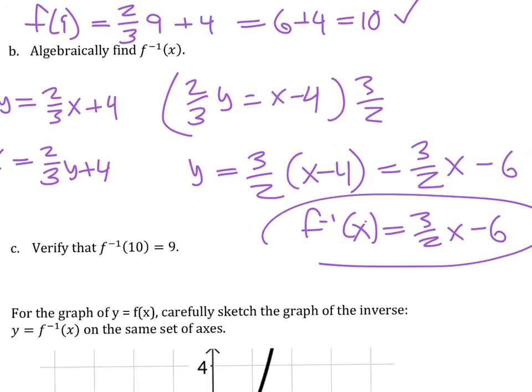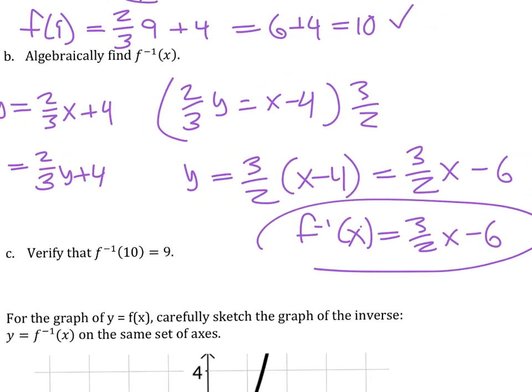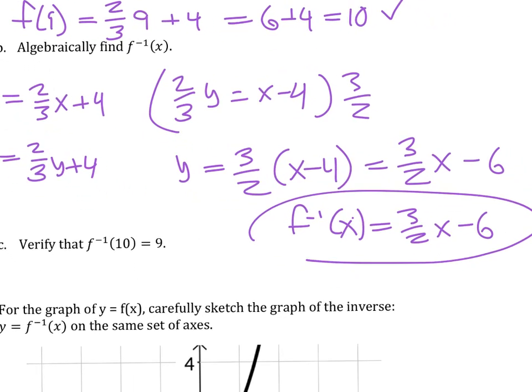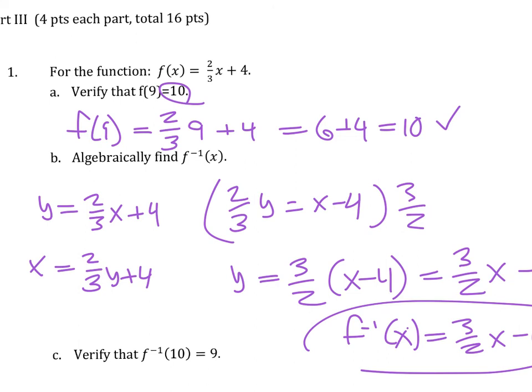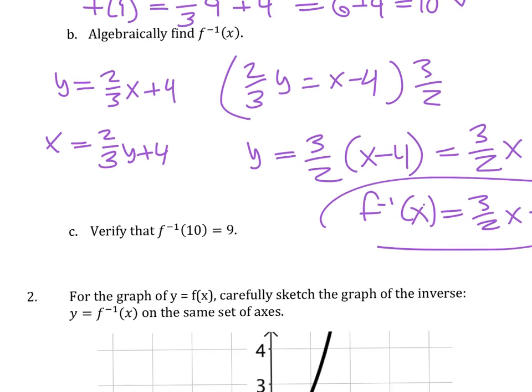And then we're going to see if it's right. Let's see. So if I put 10 in there, it should give me 9. Oh, goody. Notice that in the first one we did f of 9 equals 10. So an inverse function should work the reverse way. Inverse f of 10 equals 9.